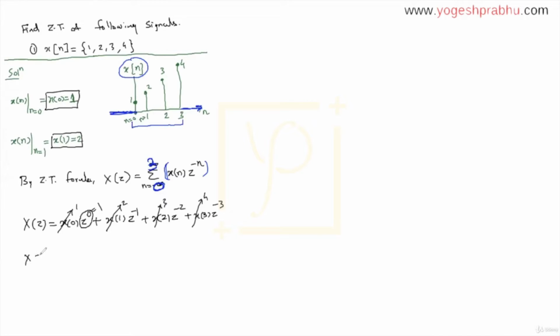And then I'll write down x of z as 1 plus 2z inverse plus 3z raised to minus 2 plus 4z raised to minus 3. And that's it. This is the final answer. Okay. So we have just found the z transform, and the z transform is over here.